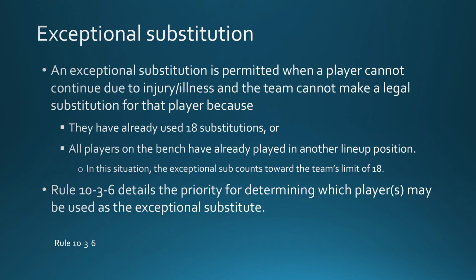An exceptional substitution is permitted to prevent a team from having to play shorthanded when a player cannot continue in the set due to injury or illness, and the team cannot make a legal substitution, either because they've already used their limit of 18, or because all the players on the bench have already played another position in the serving order, and so by the regular rule, they would not be allowed to go into the position of the injured player.